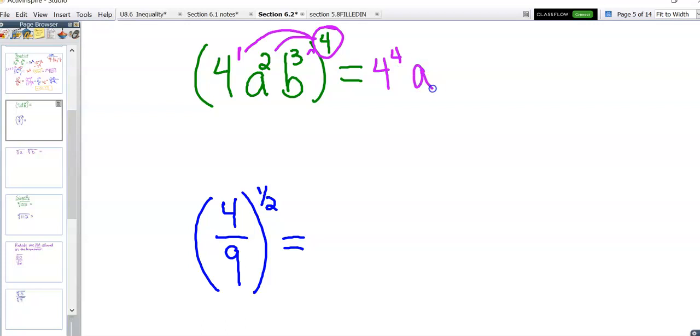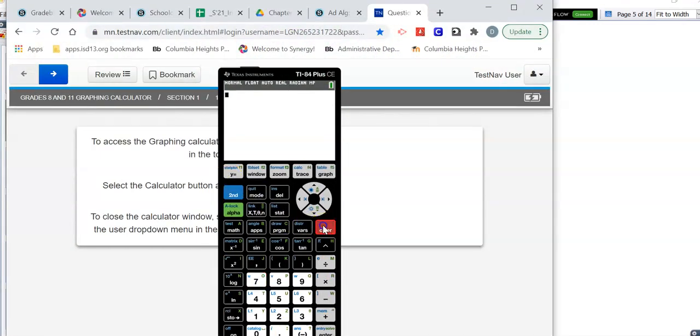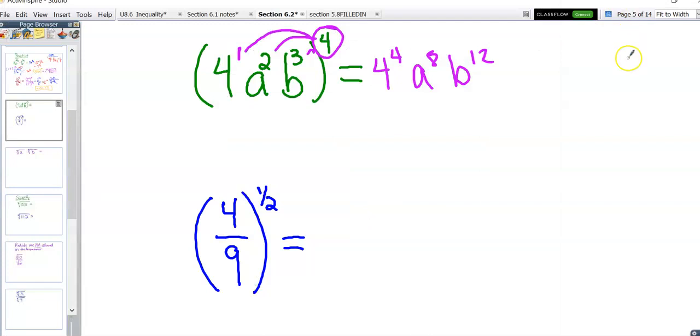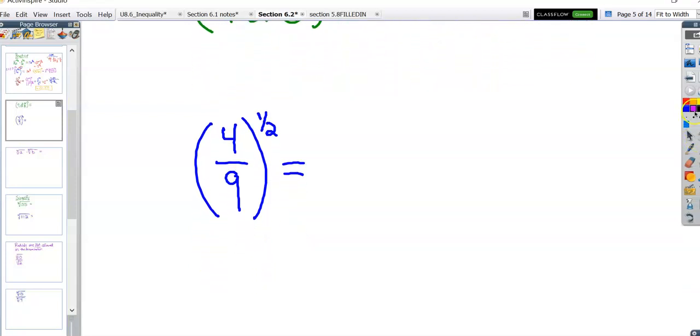and then a to the 8th, and b to the 12th. And again, for 4 to the 4th power, you can grab the calculator, type it in, 256. You also could have rewritten that as 4 squared squared. 16 squared is also 256. Again, with those little algebra shortcuts. Okay.